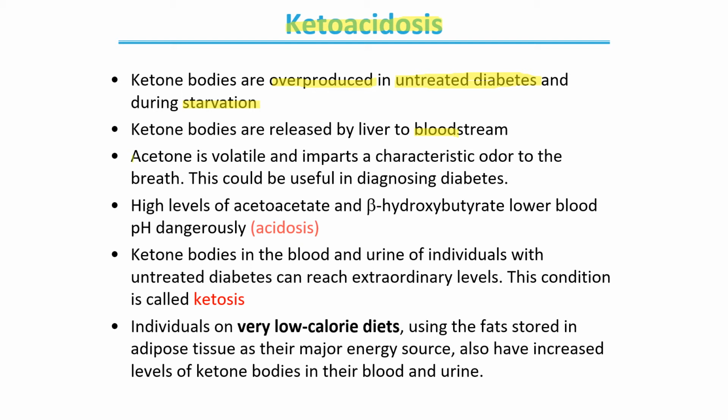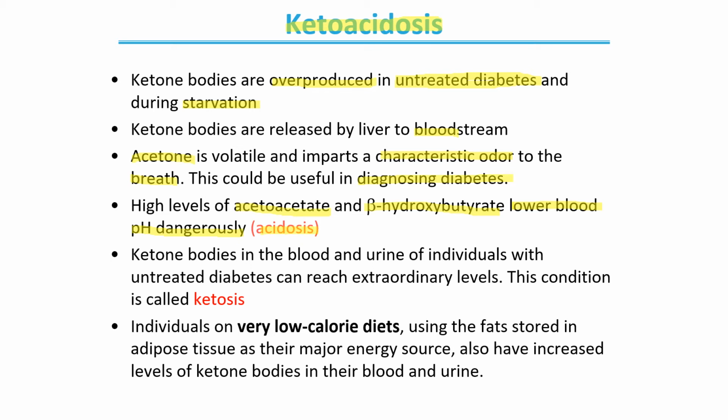Out of the three ketone bodies, acetone is a volatile gas, and it imparts a characteristic odor or smell to the breath of the patient. So this could be useful in diagnosing diabetes, and in diagnosing this condition in which high ketone bodies are there in the body. The high levels of the other two, acetoacetate and beta hydroxybutyrate, because both of these molecules are acidic in nature, will lower the blood pH dangerously, and this condition is called acidosis.